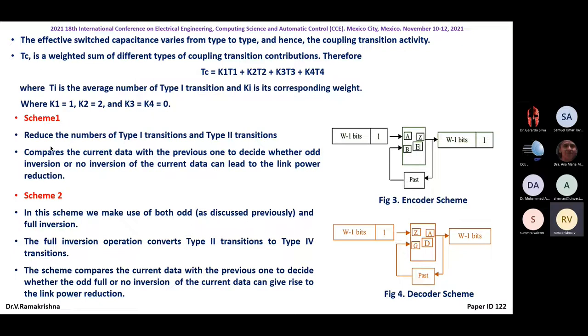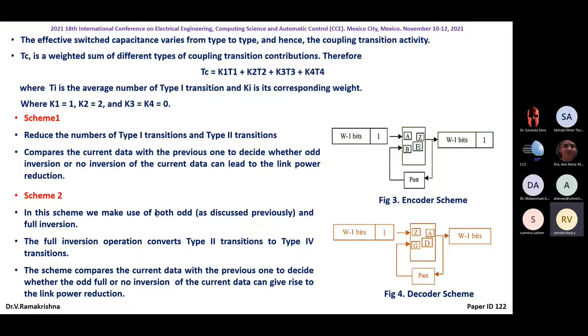Scheme one reduces the number of type one transitions and type two transitions. A type one transition is when the line goes from one state to another, from high to low or low to high. Type two transitions are where two changes happen, low to high and high to low. Those type one and type two transitions are reduced in scheme one. When you use scheme one, it compares the current data with the previous one to decide whether odd inversion or no inversion of the current data can lead to link power reduction.